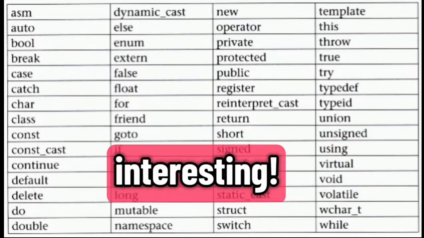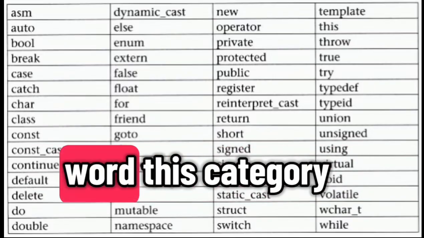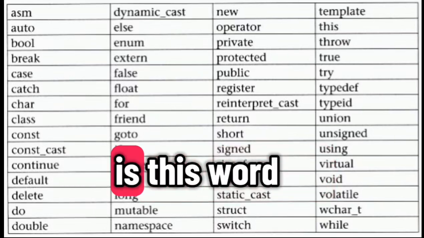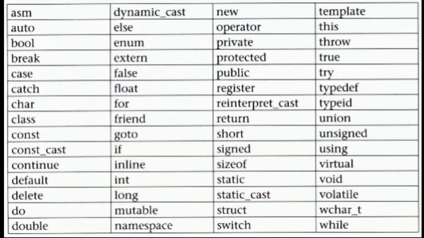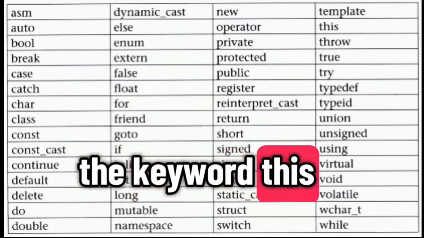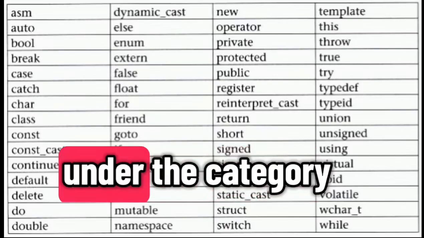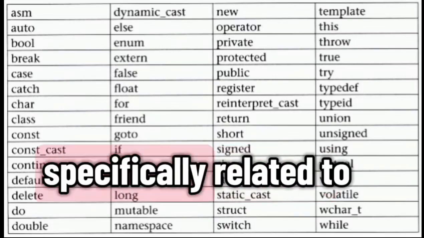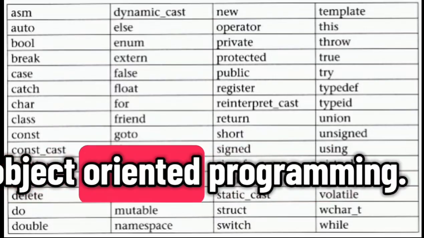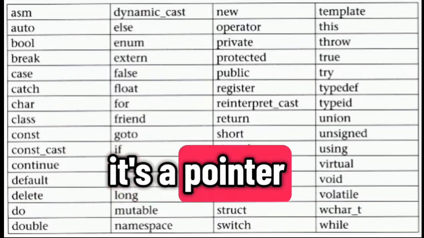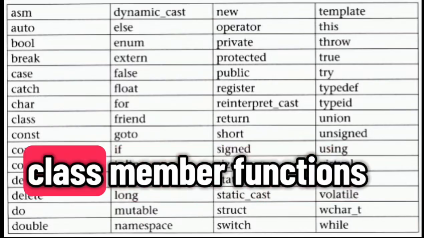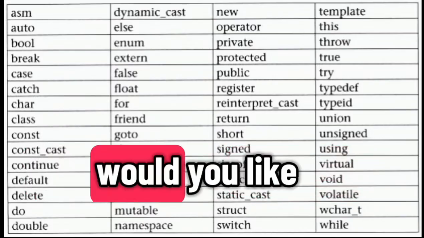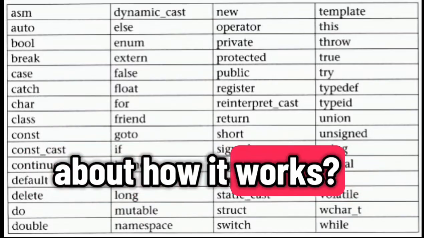That sounds interesting. How about the word this? Which category is this word related to? The keyword this in C++ falls under the category of pointers, specifically related to object-oriented programming. It's a pointer that refers to the object itself, commonly used within class member functions. Would you like to know more about how it works?